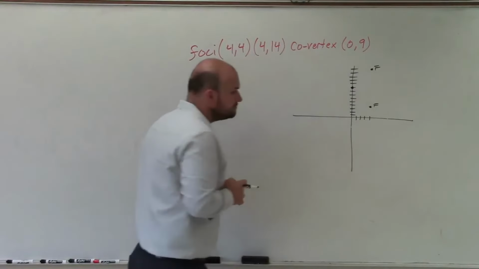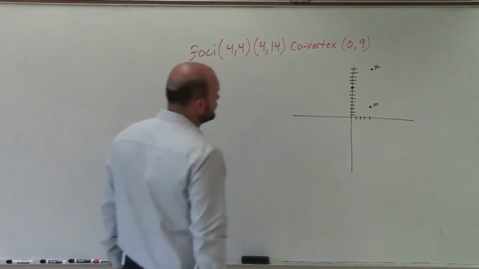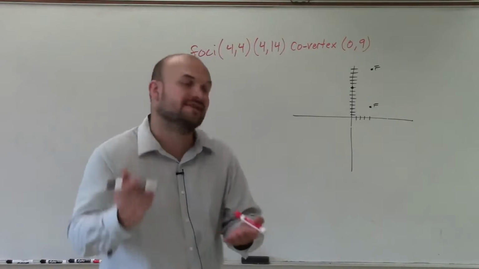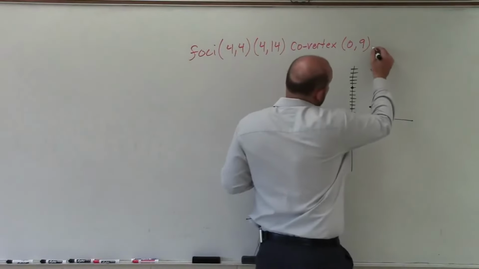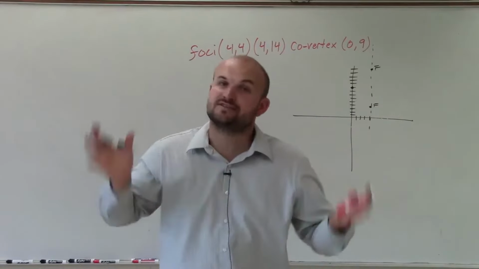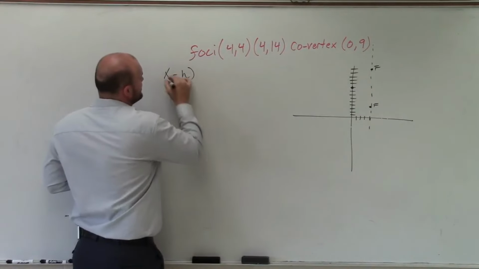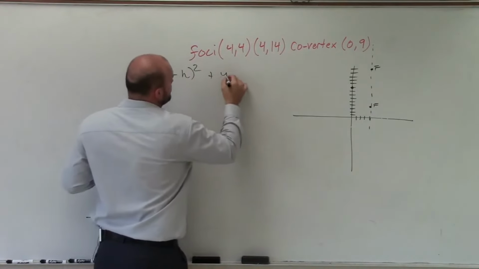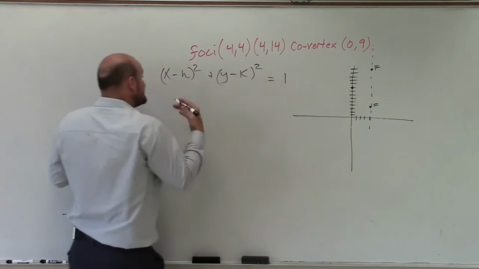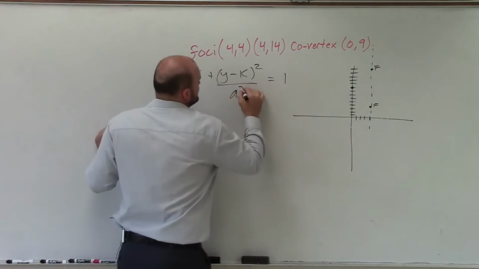OK, now what's nice about the information that we have is notice that what lies on the major axis is the vertices, the foci, and the center. So therefore, I know that this has to be my major axis. Therefore, my major axis is vertical. Since I know my major axis is vertical, I'm going to write the equation (x minus h) squared plus (y minus k) squared equals 1. Since it's vertical, I'm going to have b squared under the x and a squared under the y.